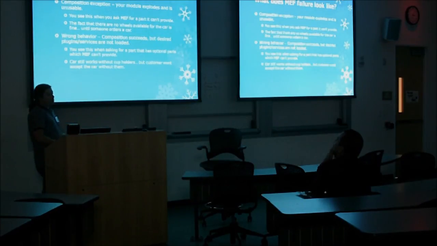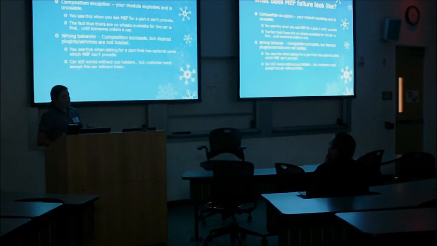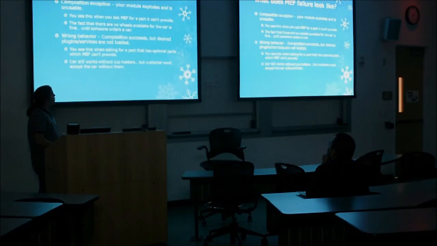So when that fails, it's either going to blow up, and that's mostly what Carl was doing in his demonstrations. He was just letting it blow up. He was catching it, but then he was just shutting down. That usually happens when you ask for the part that MEF can't give you. So if you ask for a car, then it's going to blow up. If you ask for a collection of all the cars, and one of the cars is unusable, it's not going to blow up because of that. It's just that car's just not going to be there.